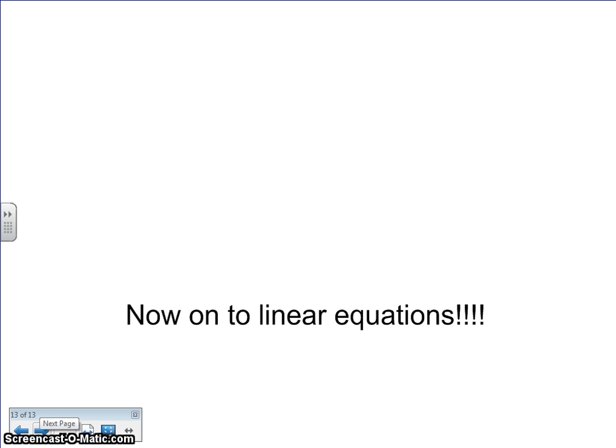Now, that's everything you need to know about slope. The next step will be to move into writing linear equations.